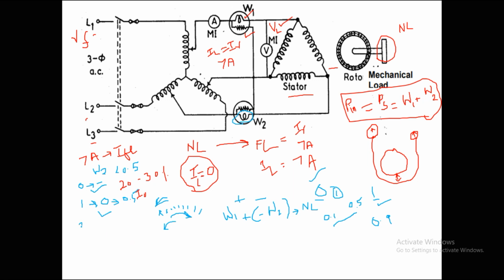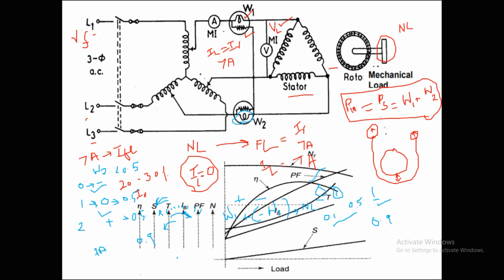And for the second step of loading, if you are going to increase the loading, we can expect a positive deflection. So we can say this W2 is going to have a positive reading, and the power factor will be more than 0.5. So until the current reaches 7 amps, we can give a loading. We can say until it reaches a power factor of 0.9, we can give a loading. So this is the concept behind the load test. By doing so, we can obtain various parameters related to the operation of an induction motor.